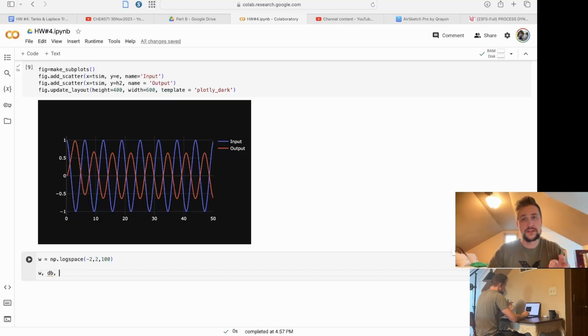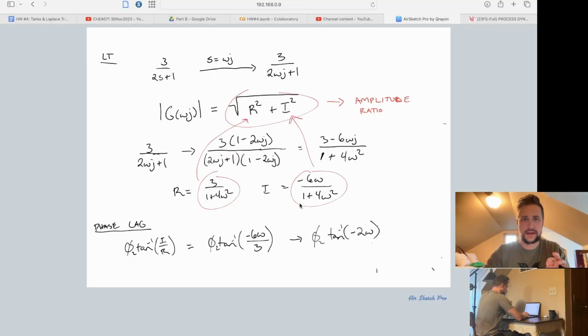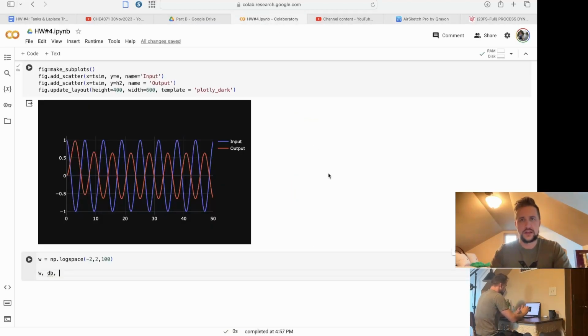And so the way we find that amplitude ratio, again, if we go back here, this is the amplitude ratio: the absolute value of whatever our transfer function was from our Laplace transform converted into our Fourier transform, equaling the square root of the real component squared plus the imaginary component squared. That is our amplitude ratio. In this case, we'll assess both in decibels and in the amplitude ratio. Ultimately, we're going to leave it in decibels. Okay, so next, we've got ω, we've got dB, we've got our phase.